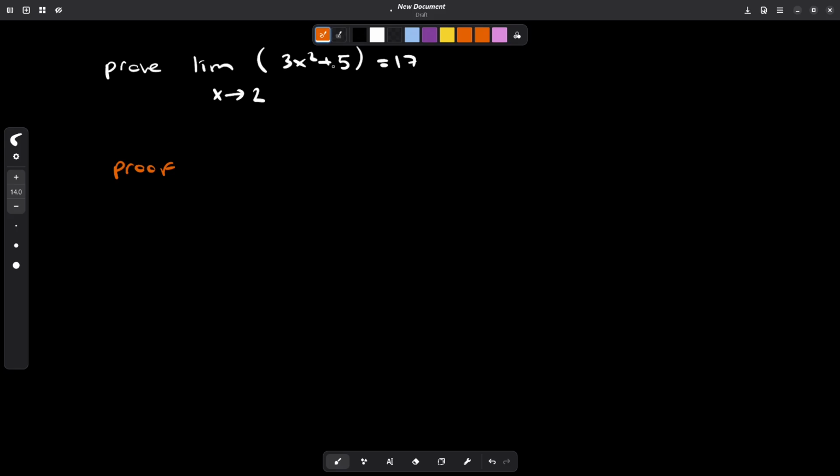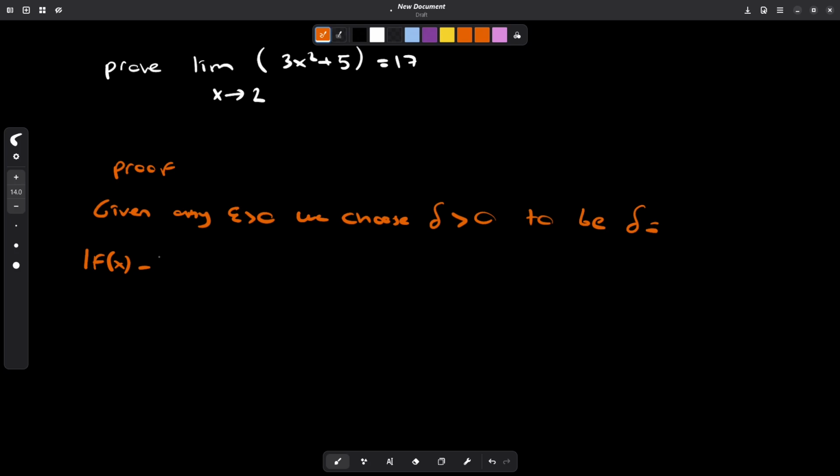Prove that the limit of 3x squared plus 5 as x approaches 2 is 17. Given any epsilon greater than 0, we choose delta greater than 0 to be something. The absolute value of f(x) minus L is going to be less than epsilon, right? So, therefore, the absolute value of 3x squared plus 5 minus 17 is going to be less than epsilon. And of course, for my delta, the absolute value of x minus 2 is less than delta.